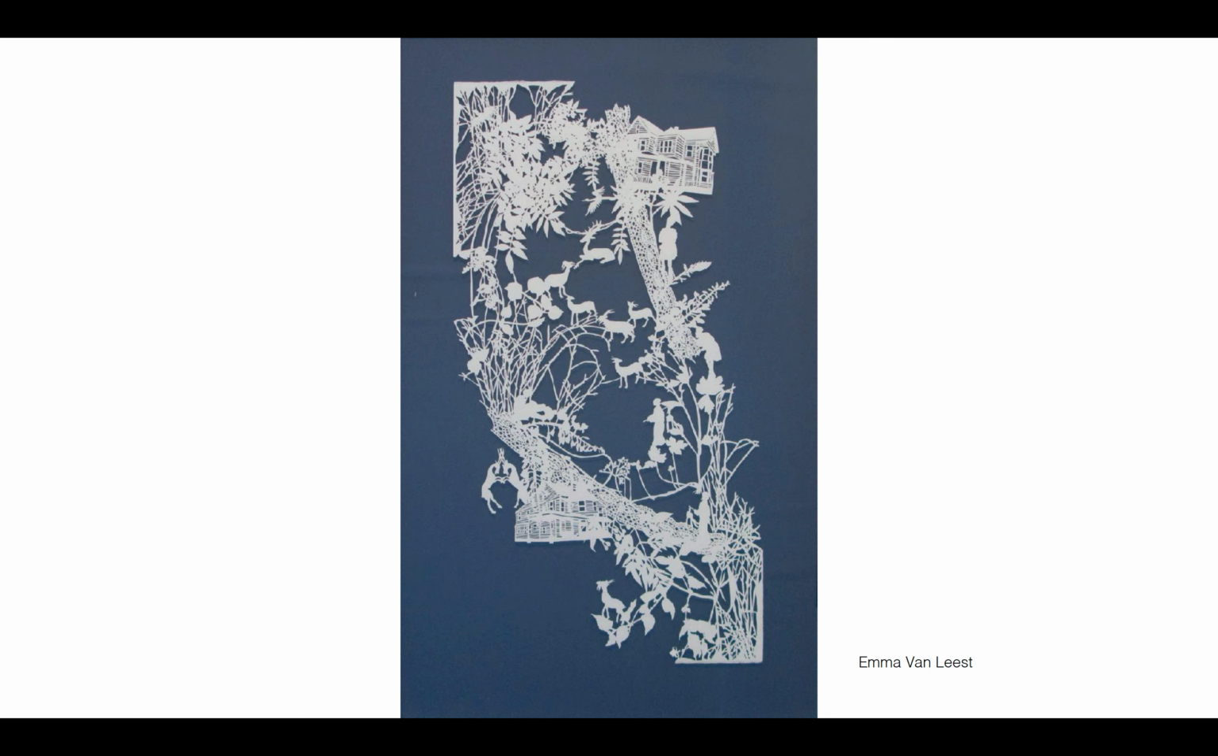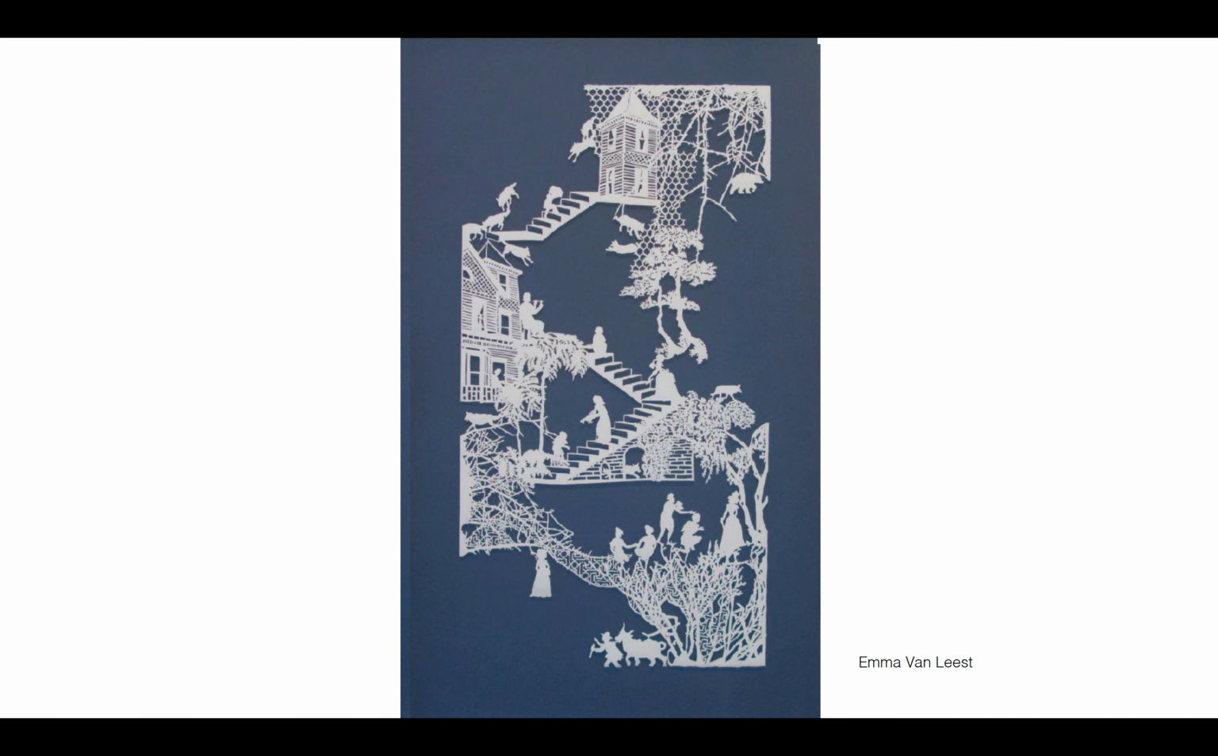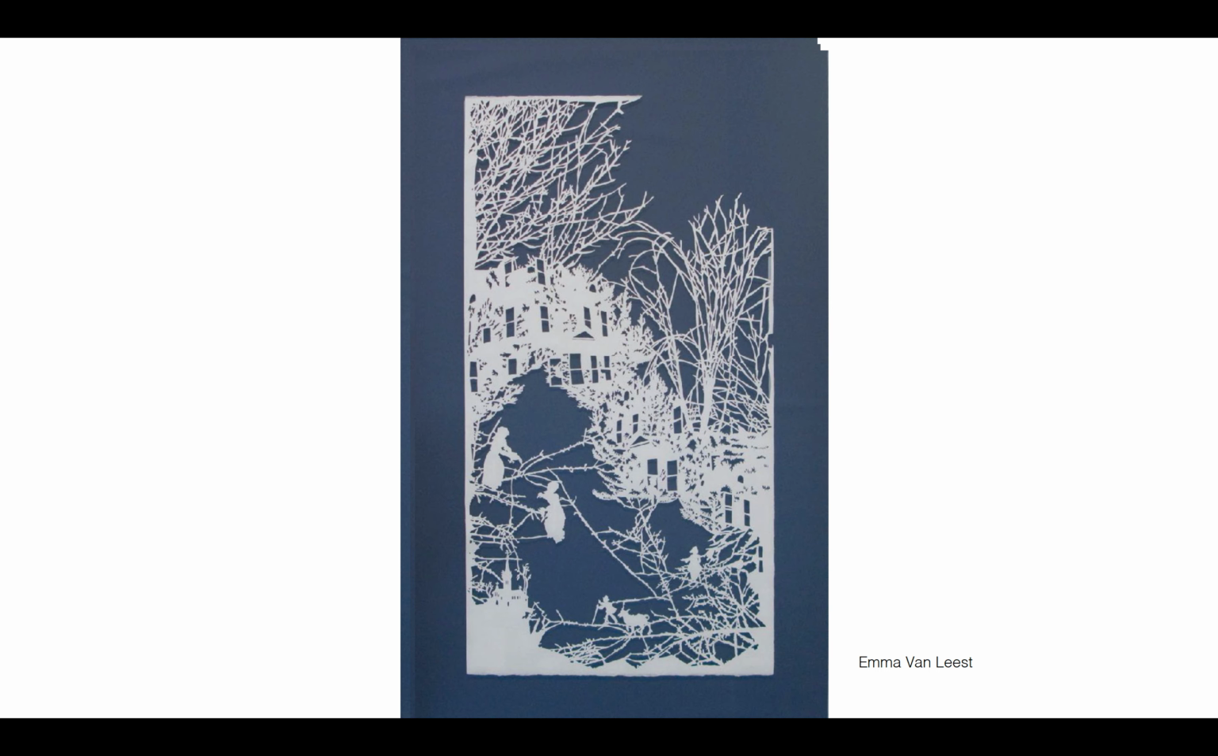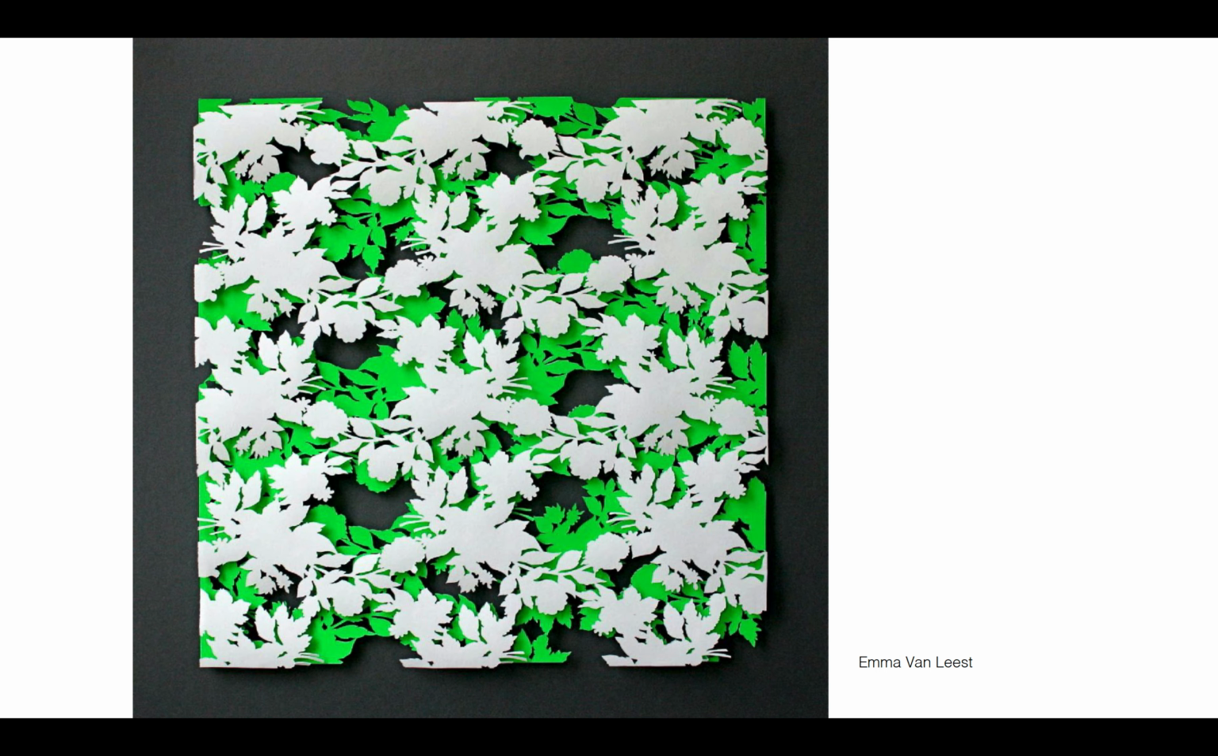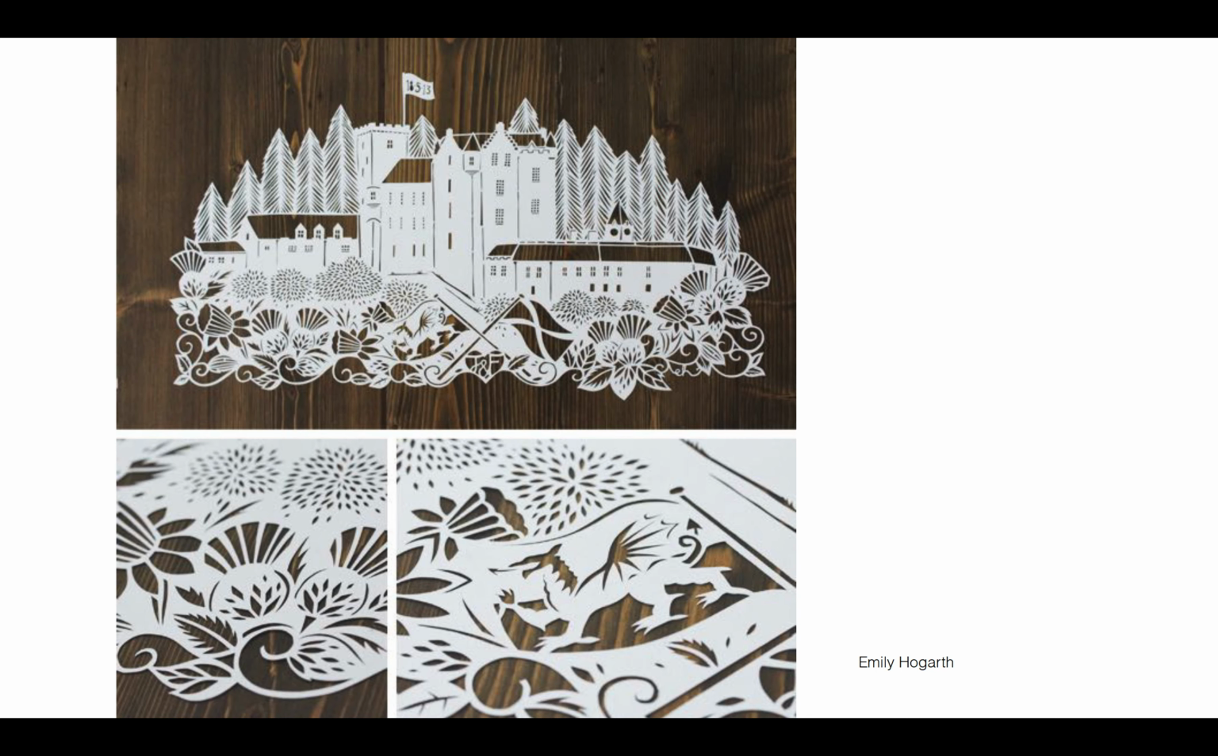You want to be thinking about the orientation of your paper for the project. Is it vertical? Is it horizontal? How is the visual flow going to happen throughout the piece? And in Van Leest's work, she very much works from one single piece of paper. You can also play with developing pattern as an element of your project as well.